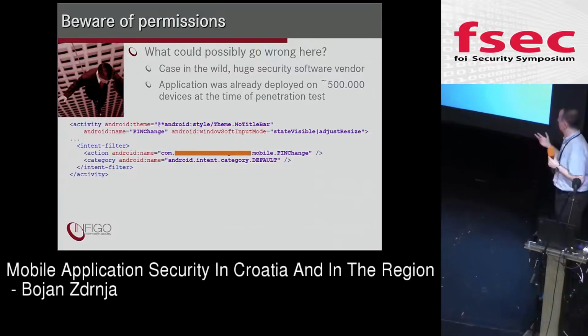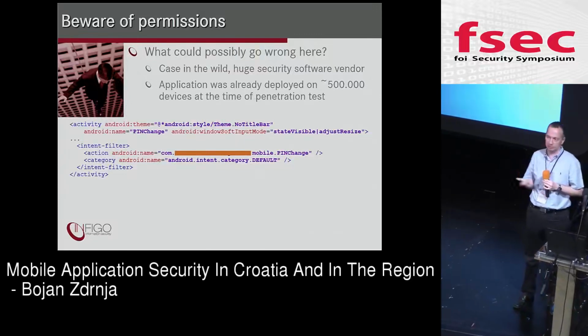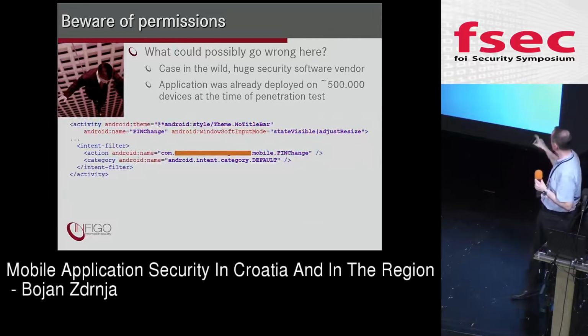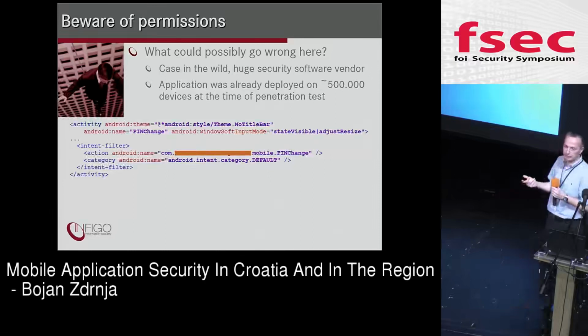So here, we have an intent which is called pin change. I think we can all understand what it does, right? Unfortunately, they opened it to the whole world, being your mobile phone. What does this mean? This means that another application on your mobile phone can actually call this function and change your PIN, because the developer incorrectly wrote permissions in the manifest file.